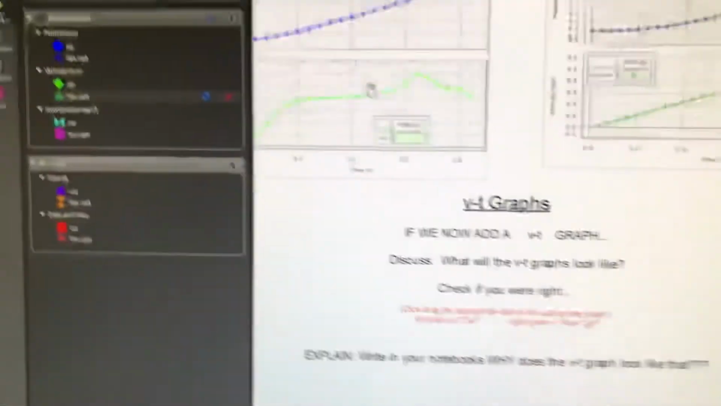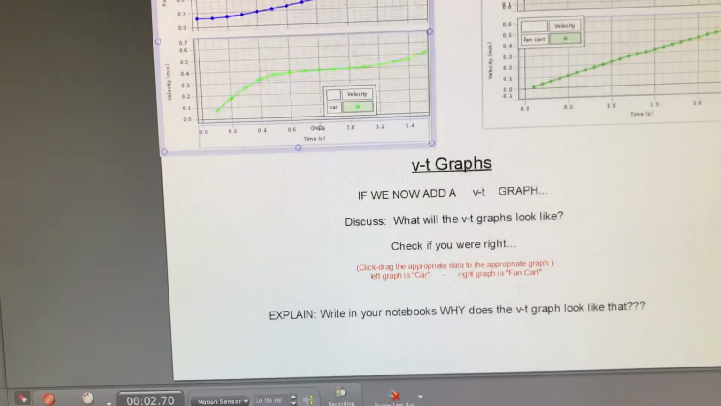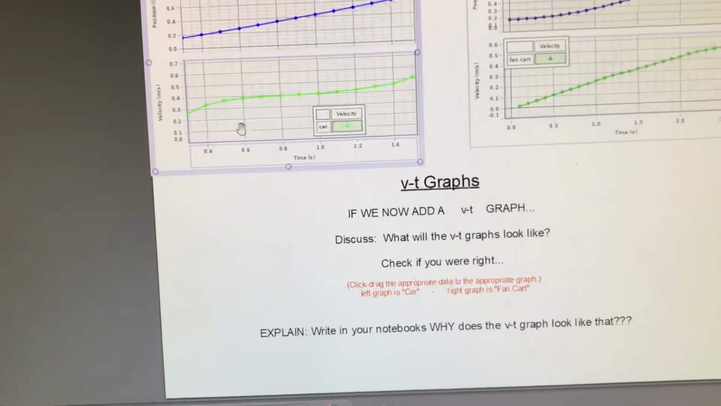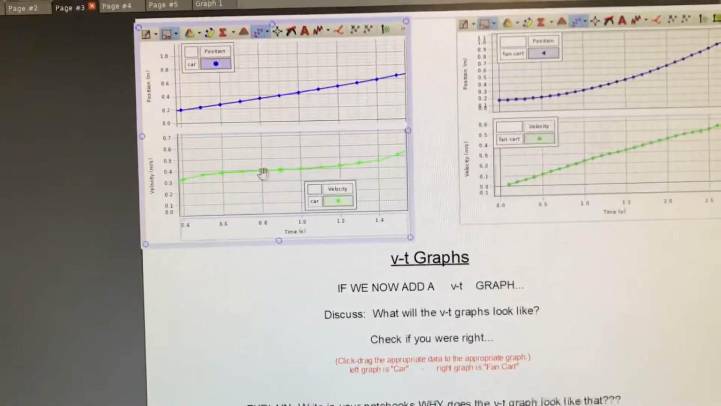And what I'm going to look at on this one, I'm going to get rid of that. What I'm going to look at here is the middle part, because that middle part is a good example of it. And it's where the car is going pretty much the same, a constant velocity, right in the middle.